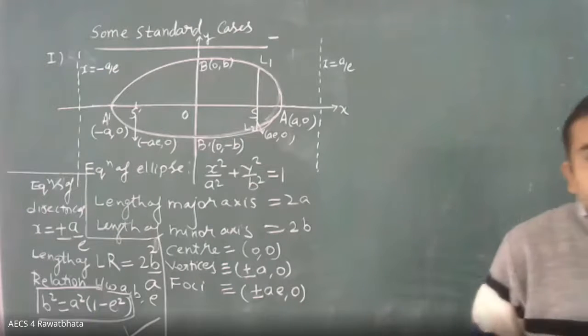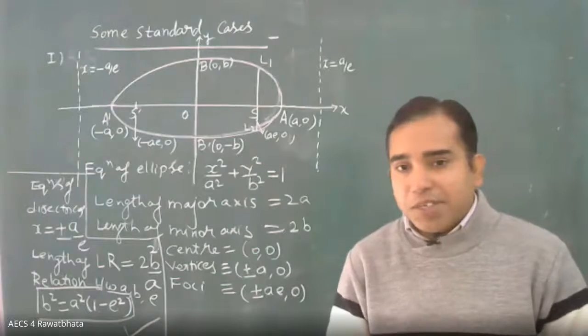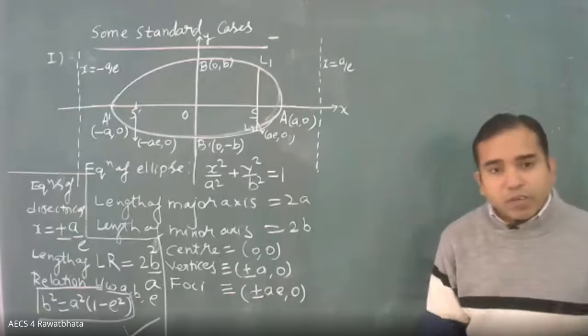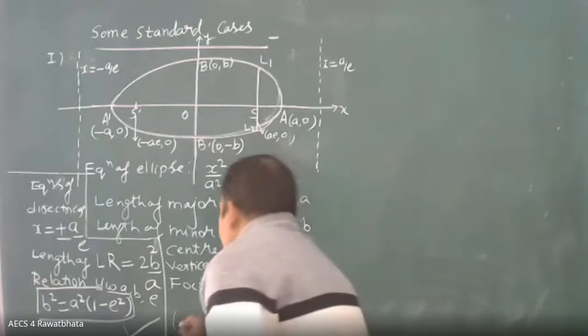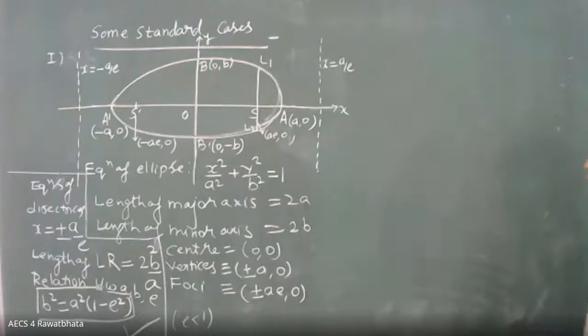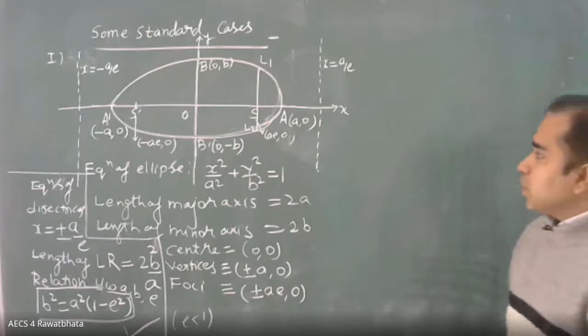what is the eccentricity of an ellipse, students? Between 0 and 1. Yeah, between 0 and 1. It is lesser than 1 always for ellipse. That also keep in mind. Okay, for ellipse eccentricity is always positive and lesser than 1. So we have discussed all these things here.